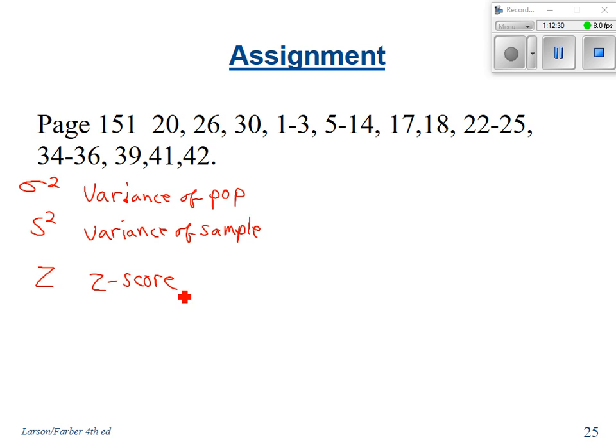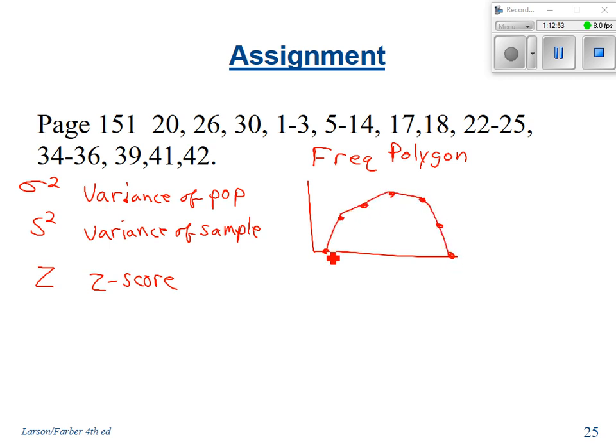Frequency polygon. Frequency polygon would look something like this. It would have the dots here. It would connect them all. Will we have to just write what this is or do we have to write a meaning? Nah, just that, if you can tell me that's a frequency polygon. Sorry, I didn't spell out the frequency.